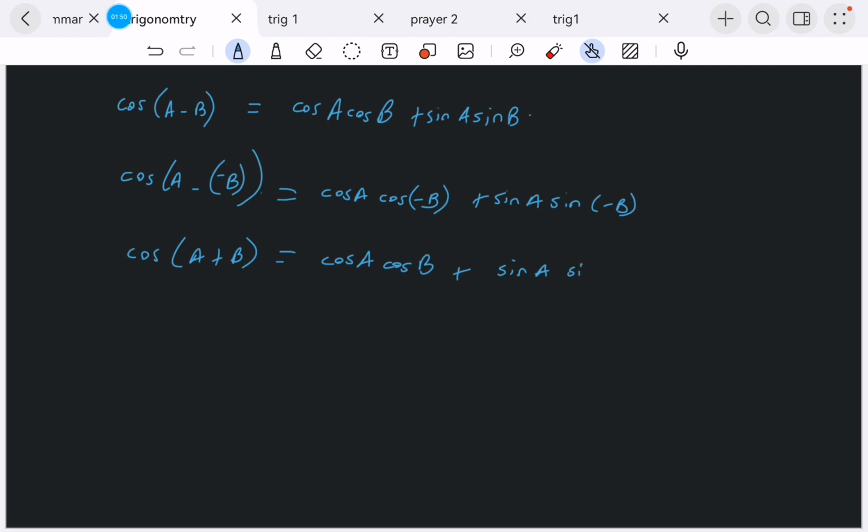So this is negative sin b, but now the negative multiplies throughout the whole equation. The negative is supposed to be here, negative sin b, but it multiplies the equation. In other words, it's this equation times negative, and then this negative comes this side. So what does this turn out to be? Cos of a plus b is equal to cos a cos b minus sin a sin b.